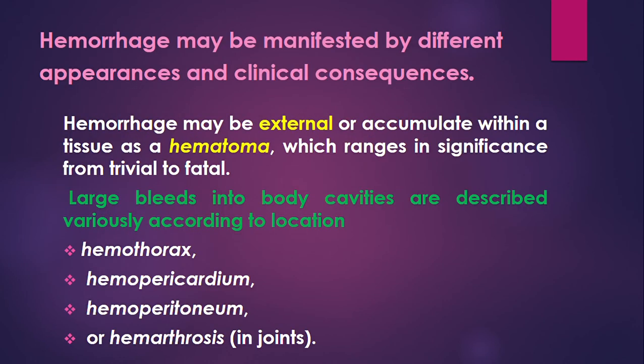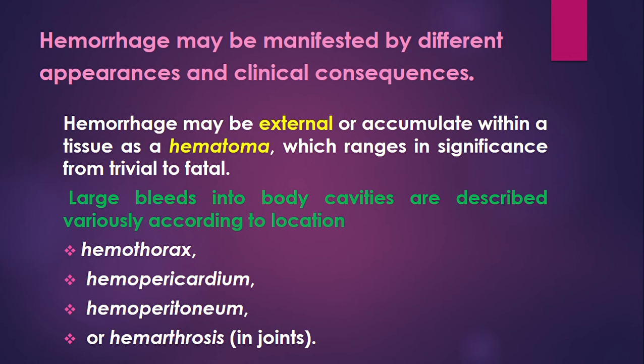Hemorrhage may be manifested by different appearances and clinical consequences. The hemorrhage may be external, or accumulated within a tissue. When blood accumulates within a tissue, we call it a hematoma. The hematoma ranges in significance from trivial to fatal. Sometimes a small amount of blood accumulates in the tissue, which we call a trivial hematoma, or a large amount which may cause death. Large bleeding into body cavities is described variously according to location.